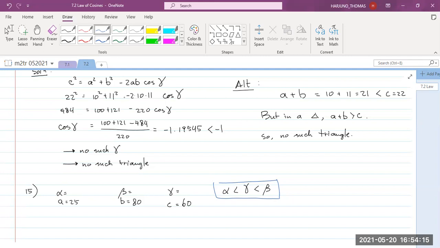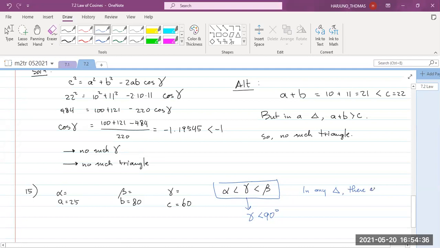Okay, why do I do gamma first? Because gamma for sure must be less than 90 degrees. For sure. Why? In any triangle, there is at most one obtuse angle. Do you agree? You cannot have two obtuse angles. If you have two obtuse angles, the sum is already more than 180 degrees. No way.